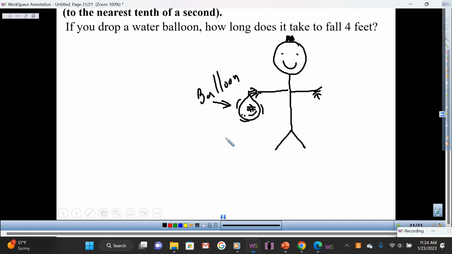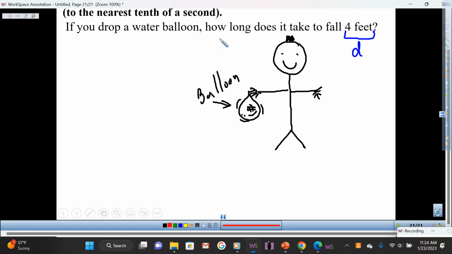All right. Let's label our problem. Let's see what it says. It says, if you drop a water balloon, how long does it take to fall 4 feet? So, underline where it says 4 feet. What do I label that? Height, or I'm going to label it D for distance for right now. Okay?